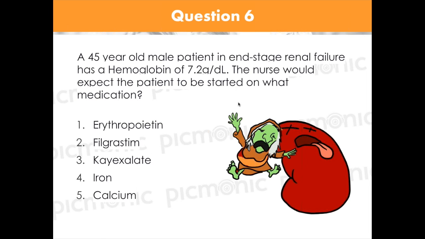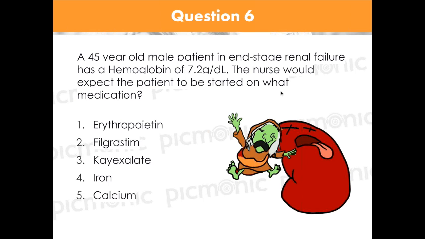So what is this question asking you? It's asking you two things, but it's given you this extra tidbit of information so that you can solidify that you got the right answer. And what you need to say is, which medication would I give to a patient in end-stage renal failure? Or maybe I can't remember end-stage renal failure. Which medication do I need to give to a patient that has a hemoglobin of 7.2? Okay, also possible. But let's think about all of it together. The nurse would expect the patient to be started on what medication? Well, which one do we have to start on? End-stage renal failure and a hemoglobin of 7.2.